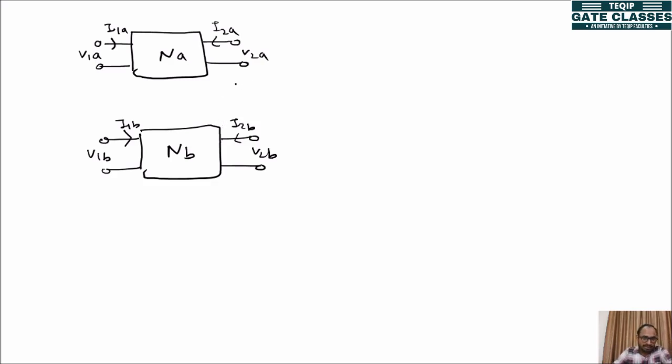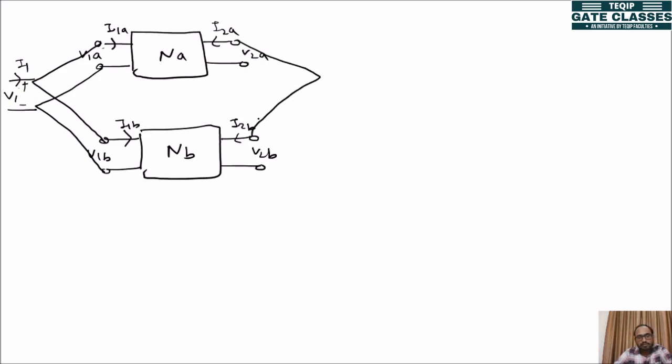If you want to connect them in parallel, the voltages at one port must be the same. So for that you can connect it like this. See, this is V1, this is I1. V1 is coming here also, and V1 is coming here also. So V1 will be equal to V1A and V1B. So we can say that this connection is in parallel.